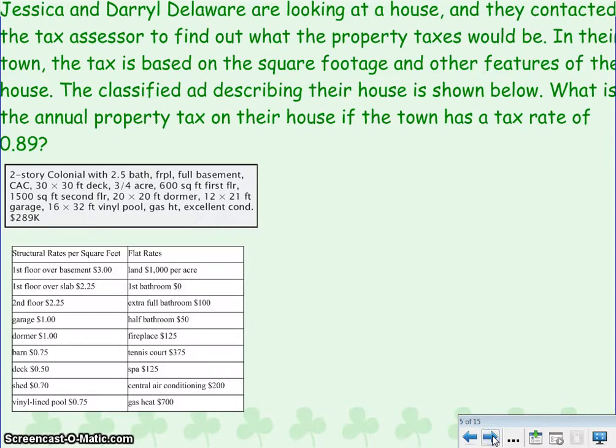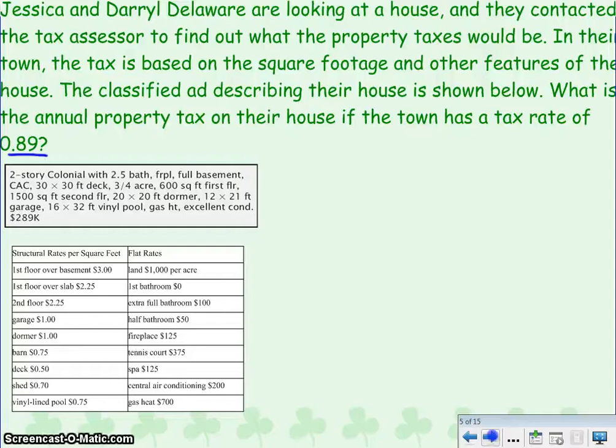All right, example 2. Jessica and Daryl Delaware are looking at a house and they contracted the tax assessor to find out what property taxes would be in their town. The tax is based on the square footage and other features of the house. The classified ad describes the house shown below. What is the annual property tax if the tax rate is 0.89?